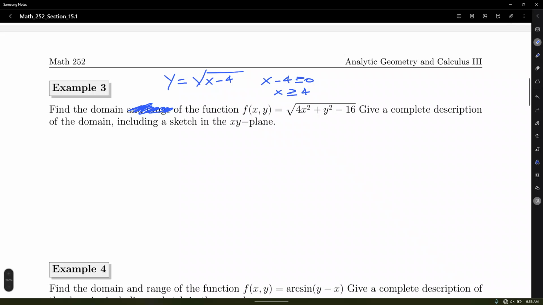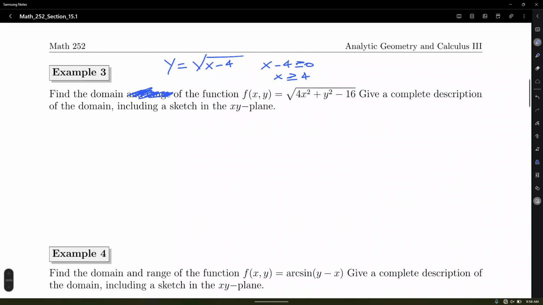So this one has a restricted domain. How is this going to look like anyway? Well, we're going to do the same. We're going to set the radicand, with both variables at the same time, 4x squared plus y squared minus 16 greater than or equal to 0. All right? Are we going to solve for one variable at a time? No, we're not. So you will see how that is going to work this time.